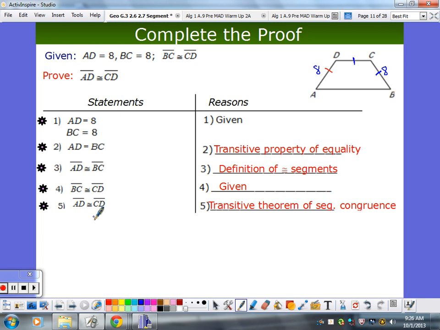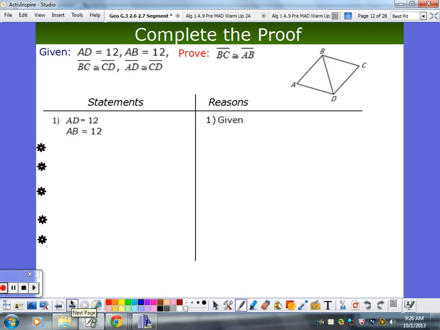Okay, so let's see, I got my diagram here. First thing, I got to mark my diagram. AD equals 12. So let's go to our diagram. AD equals 12. AB equals 12. That's this guy. BC congruent to CD. That's BC. He's congruent to CD. What else do I know? AD congruent to CD. So I can say, well, CD is also going to be congruent to AB.